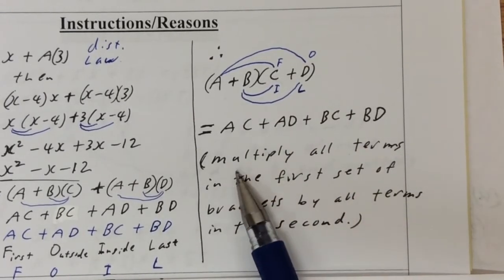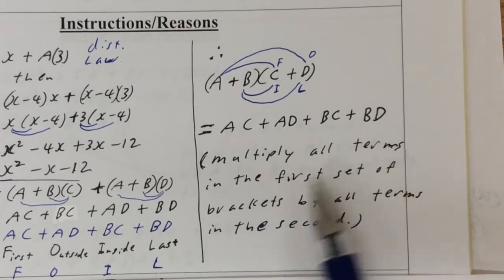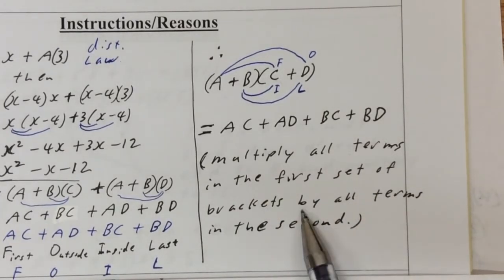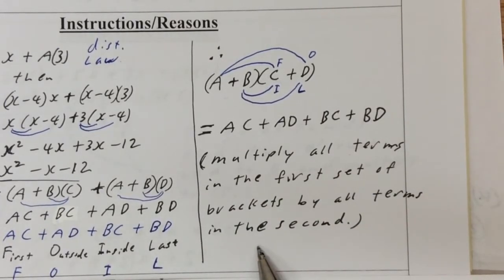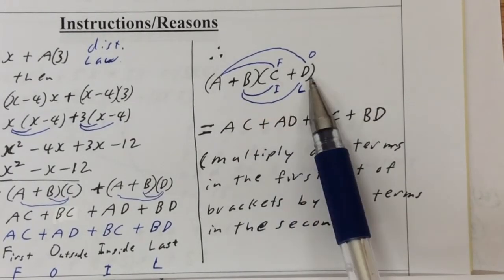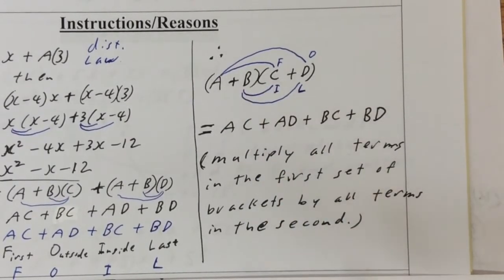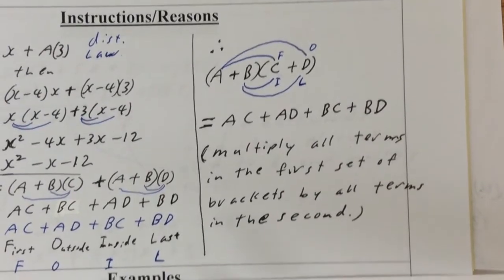Okay? Another way of thinking of this is multiply all terms in the first set of brackets by all terms in the second set of brackets. So A times C and D, and B times C and D. Okay, so here's some examples.